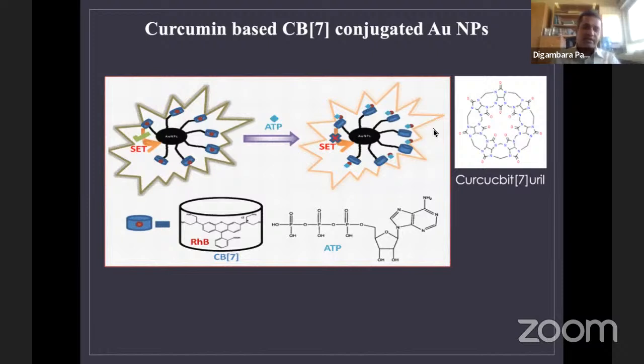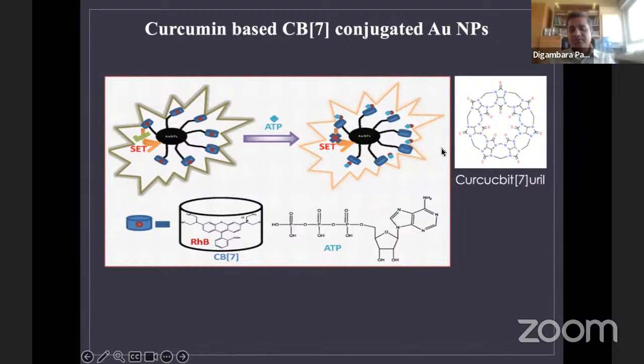One of the ideas is that we use gold nanoparticles prepared using curcumin. Then we attach a host molecule. Cucurbituril is a pumpkin-shaped molecule similar to cyclodextrin, if some of you know. It is a host molecule. So we attach this molecule to gold nanoparticles, and then we use a fluorescence probe, in this case rhodamine B. Rhodamine B binds with cucurbituril and its fluorescence signal is enhanced.